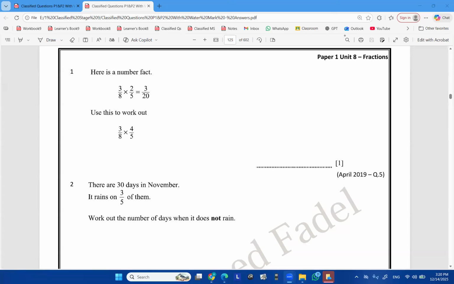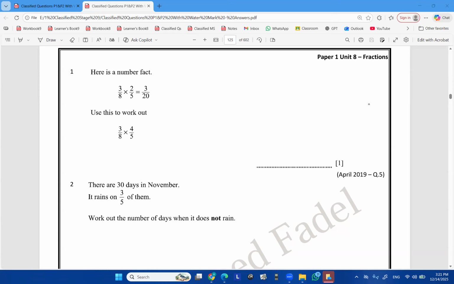And in today's video, we are going to discuss Unit 8, Paper 1 in the classified book, which is all about fractions. The first question is saying that here is a number fact. They're giving you that 3 over 8 multiplied by 2 over 5 equals 3 over 20. Use this to work out 3 over 8 times 4 over 5.